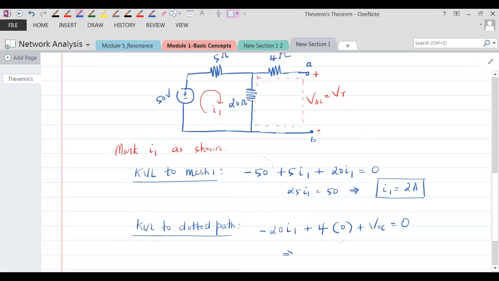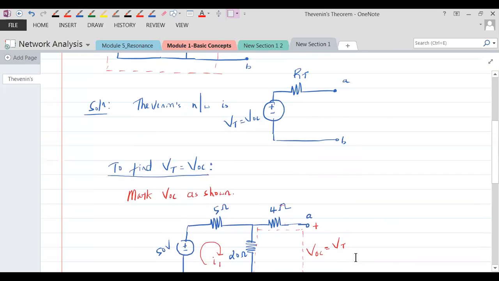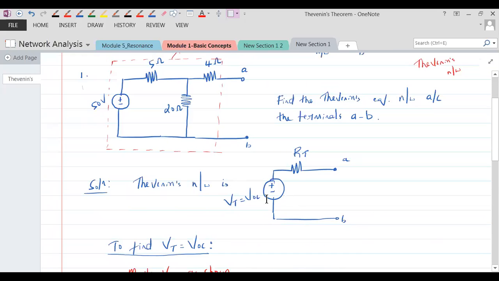So what does this imply? Our VOC is 20 into I1, that is 20 into 2. So VOC is 40 volts. We can say, therefore, our VT, which is the open circuit voltage, is 40 volts. So what we have done now, we have found one of the parameters required to find the Thevenin equivalent. This we have found out now. We have to find out this RT.